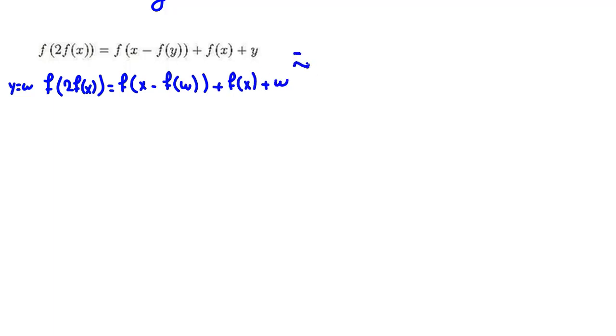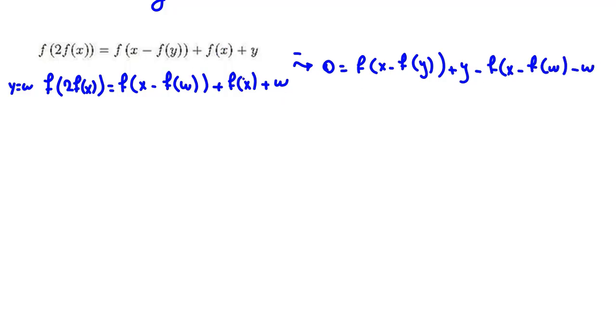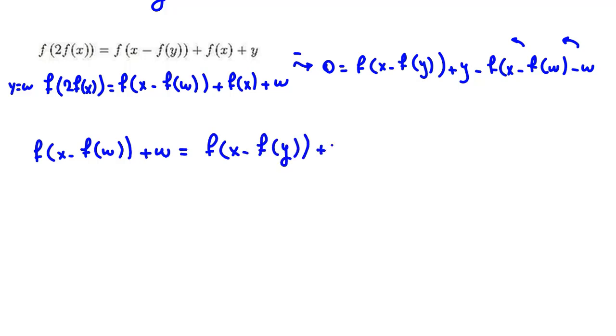Now if we subtract, left side will be 0, right side will be f of x minus f of y. Look, here f of x again will be cancelled, so it will be f of x minus f of y plus y minus f of x minus f of w minus w. And f of x will be cancelled. So if we take these two things to left hand side, we conclude that f of x minus f of w plus w equal to f of x minus f of y plus y. So we could get rid of this complicated term.